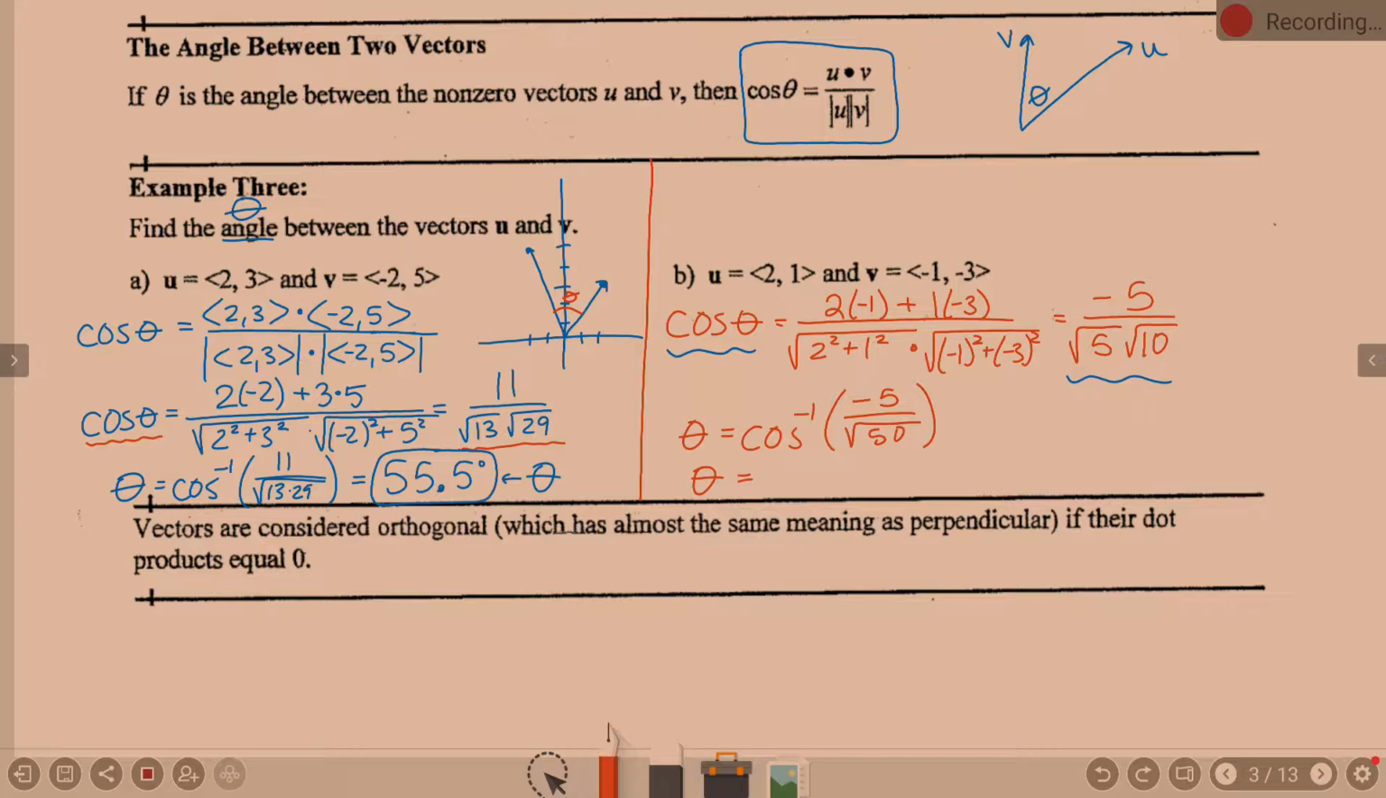Yeah. 135. That's what my notes say. So what are the rest of you getting? 135 degrees.